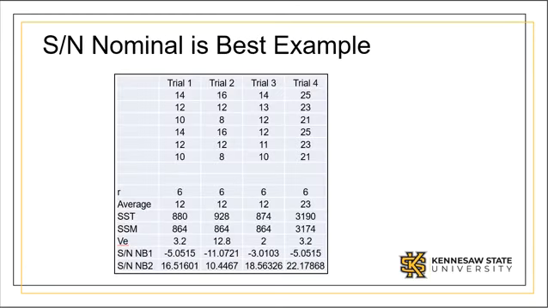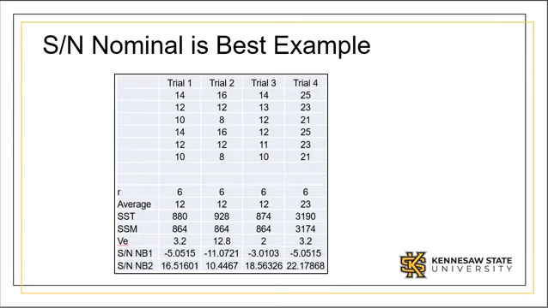Let's consider this example. We have 4 trials with 6 repetitions each. We perform the necessary no-way ANOVA calculations. Note that the averages for trial 1 and trial 2 are the same, but the variation, V sub E, increases from trial 1 to trial 2 by a factor of 4.